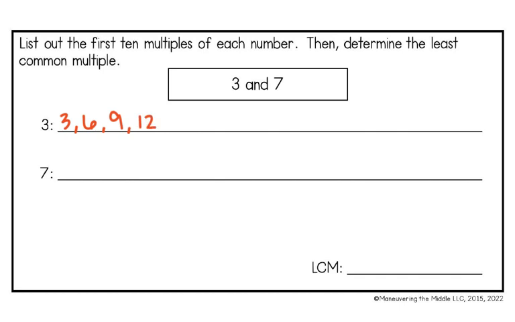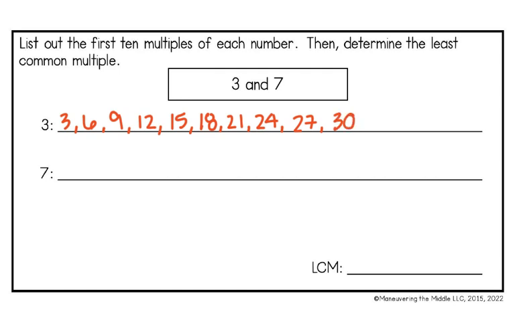3 times 4 is 12. 3 times 5 is 15. 3 times 6 is 18. 3 times 7 is 21. 3 times 8 is 24. 3 times 9 is 27. And 3 times 10 is 30.